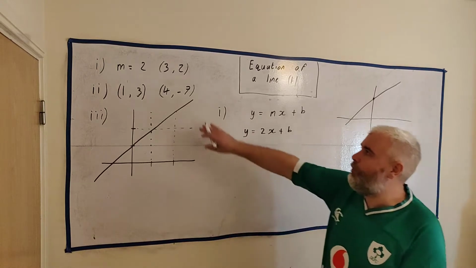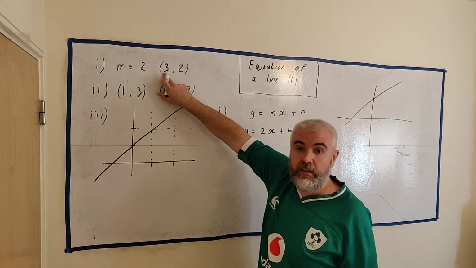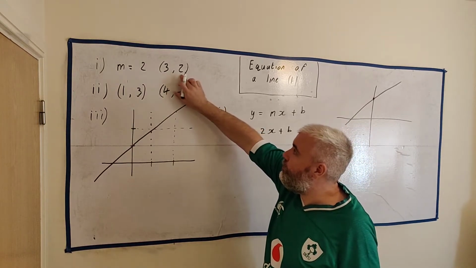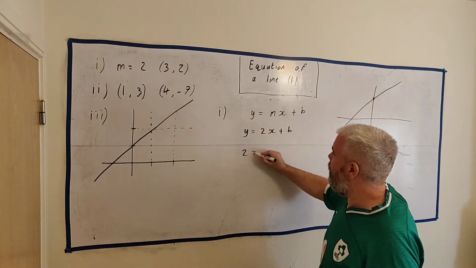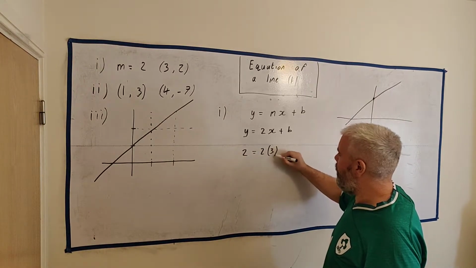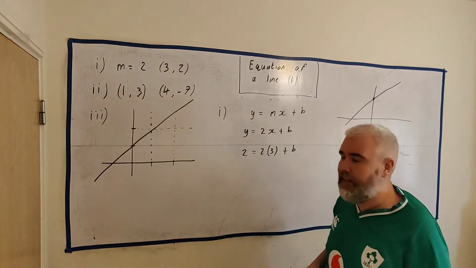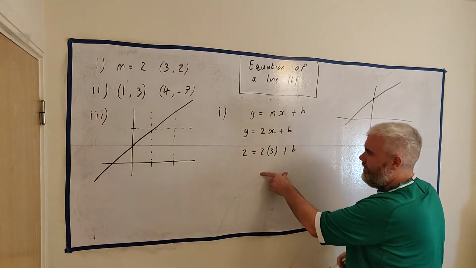because you've got to remember what this point tells us. It tells us that when x is 3, y is 2. When y is 2, x must be 3. That's what this tells us. If this is on the line, that's what defines the equation of a line. So this is easy enough to solve.